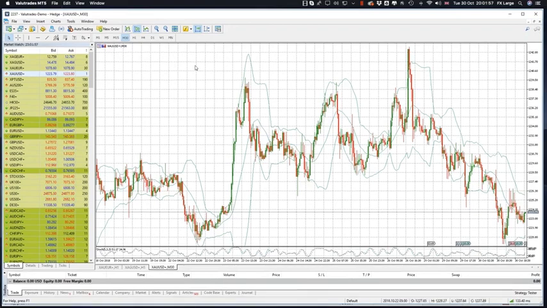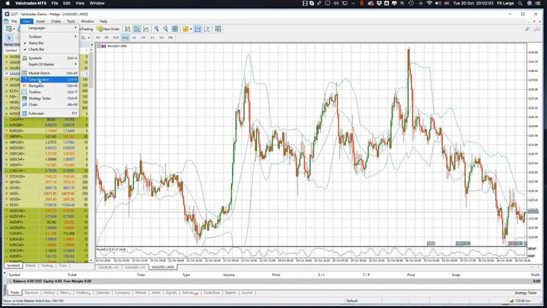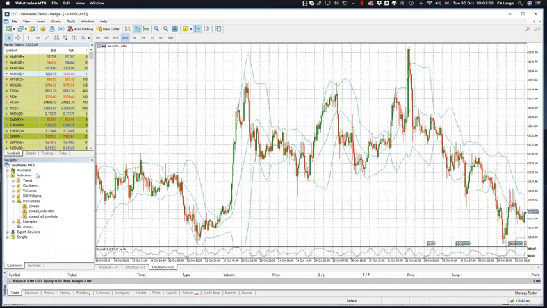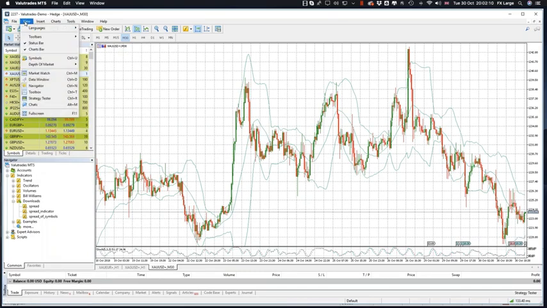You can actually get rid of the navigator. If you want to bring it back, simply go to View, Navigator, and it's back. I can drag it back where I found it. Anytime you lose something, you can go to View and find it again. So terminal in MT4 is called Toolbox in MT5, but it's basically the same thing.